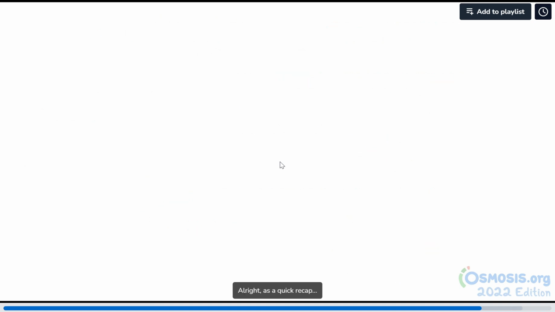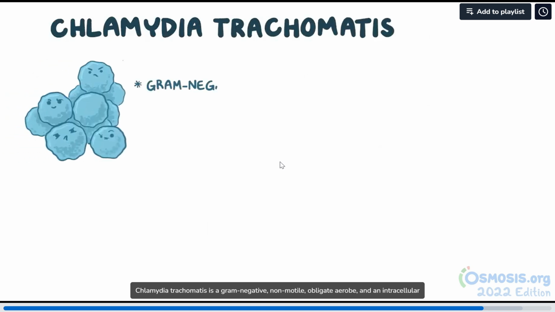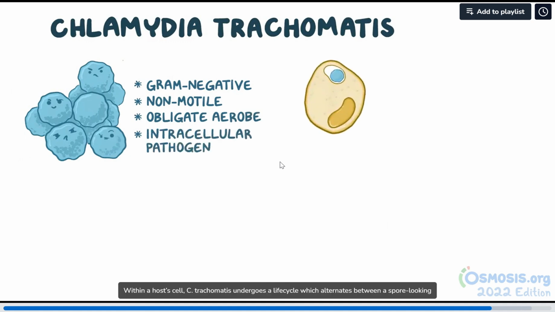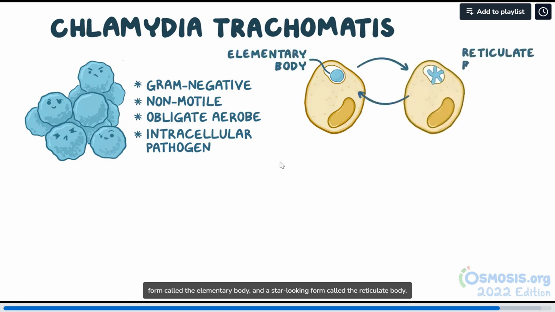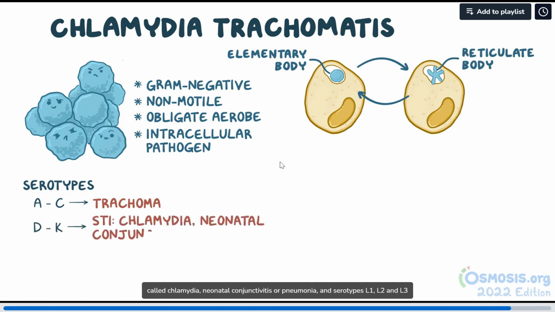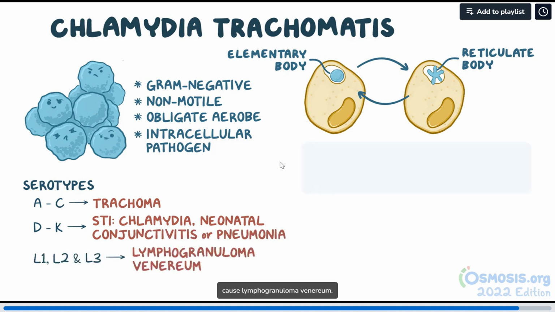Alright, as a quick recap. Chlamydia trachomatis is a gram-negative, non-motile, obligate aerobe and an intracellular pathogen. Within a host cell, C. trachomatis undergoes a life cycle which alternates between a spore-looking form called the elementary body and a star-looking form called the reticulate body. Serotypes A through C cause trachoma, serotypes D through K cause a sexually transmitted infection called chlamydia, neonatal conjunctivitis, or pneumonia, and serotypes L1, L2, and L3 cause lymphogranuloma venereum.